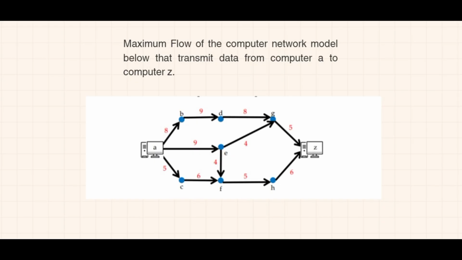Hello everyone. In this video, I will solve a maximum flow problem using the Ford-Fulkerson method. Our goal is to find how much data can be transmitted from computer A to computer Z. To solve this, we look for augmenting paths. An augmenting path is any route from the start node to the end node that still has available capacity.